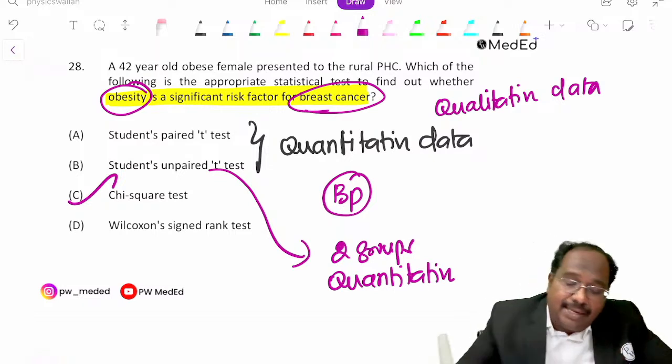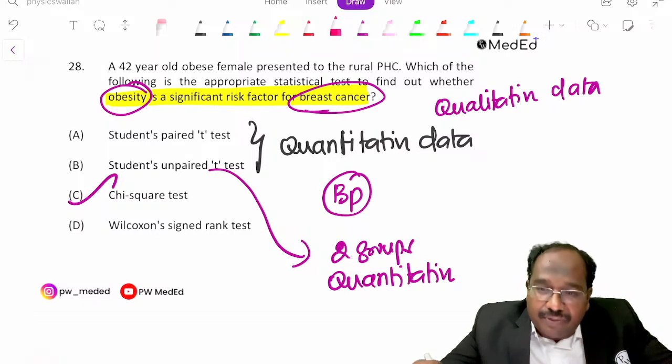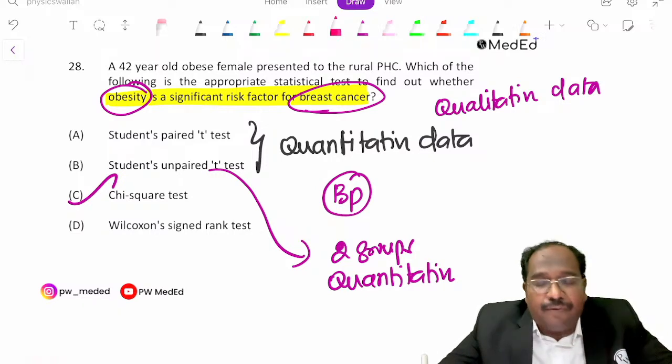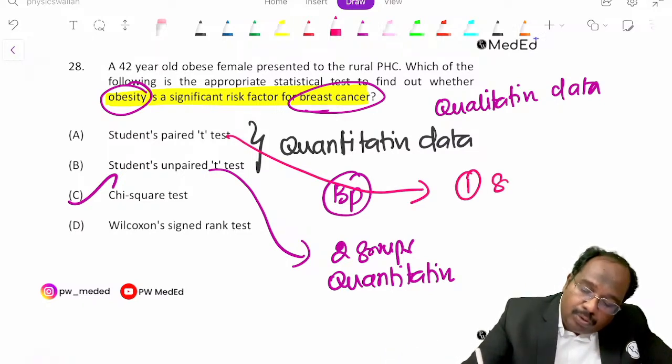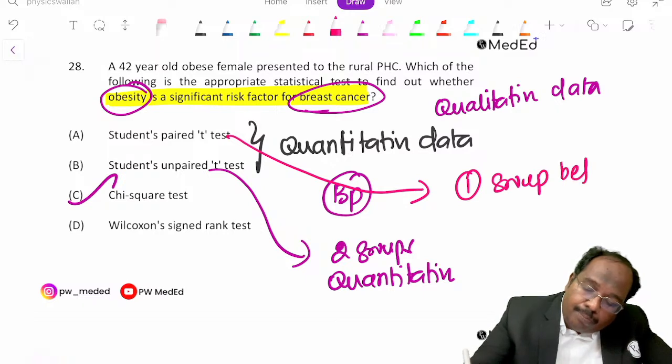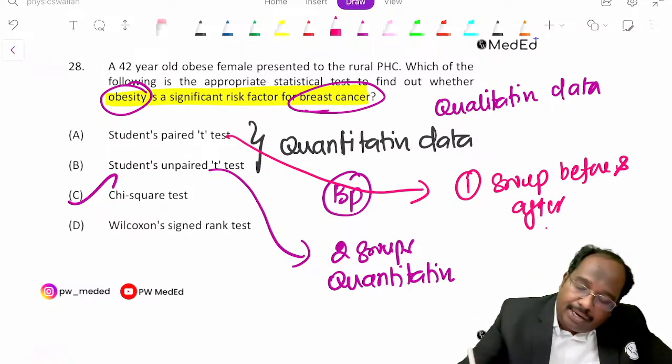What is the paired t-test? Only one group is there. I check the blood pressure of that group, give a drug for 1 month, and after 1 month I recheck the blood pressure. So this is one group, before and after. If you have queries, post them there, guys. So one group, before and after, quantitative data.